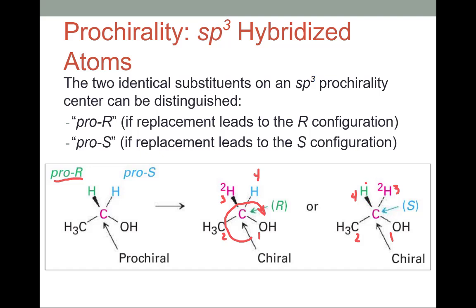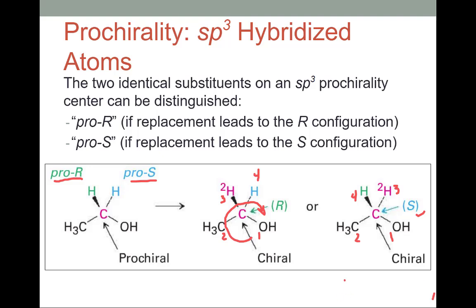We would need to swap these guys to get it in the right place, or turn the molecule around to get it in the right place. And this is our S isomer when we do that. Okay. So that one would be called pro-S because replacing it gives us the S isomer.